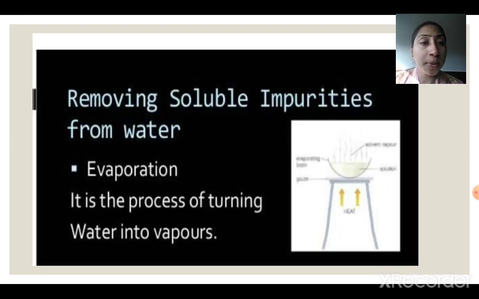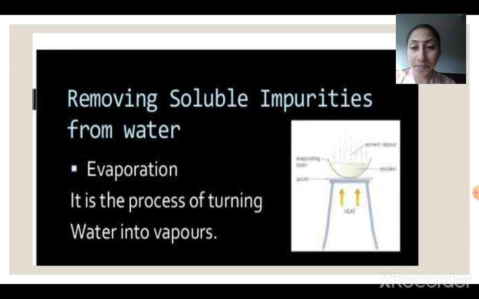So removing soluble impurities. How can we remove soluble impurities? The best and the simplest way is boiling. We can remove soluble impurities from water by boiling. We can boil the water for 15 to 20 minutes. When the water cools, then we can transfer it into a clean and covered container, right? And we can store it for a long period of time.